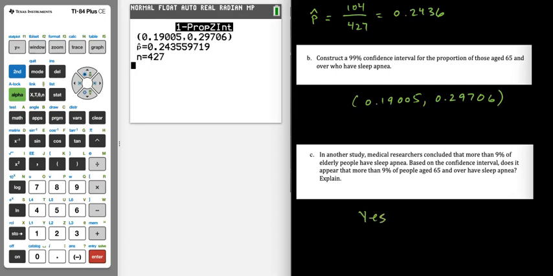So when the question says, based upon the interval, does it appear that more than 9% of people have sleep apnea? You would say absolutely yes. And if you were to explain this in more detail, you would just say yes, the true population proportion is somewhere between 19 and almost 30%.